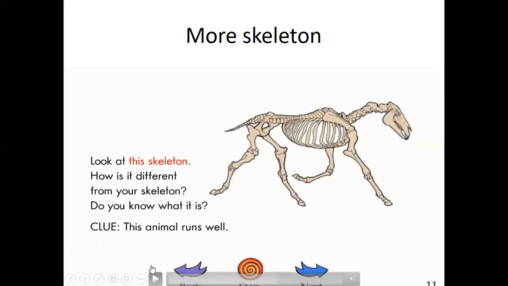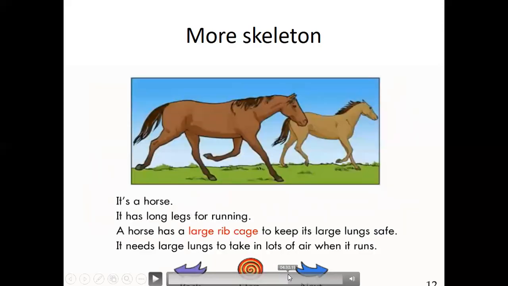The clue for this animal is that this animal runs well. This animal runs very fast. Okay, we often ride on this. Let's have a look. Yes, it's a horse. It has long legs for running.